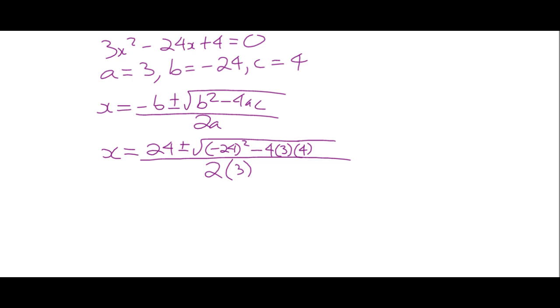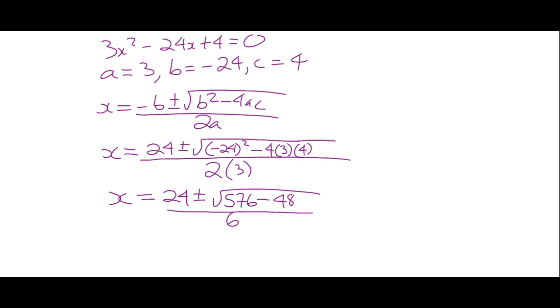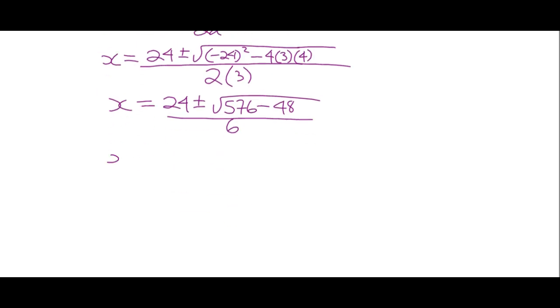All right, let's make life easier. So x is 24 plus or minus square root. 24 squared is what? 576. I should know this, right? 4 times 3 times 4? 48. Over 6. So x is equal to 24 plus or minus the square root of 576 minus 48.